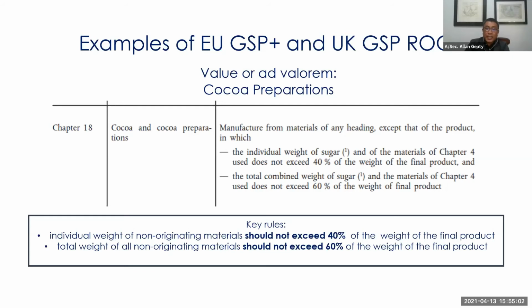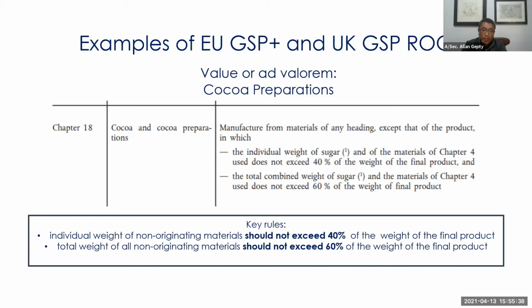And you will note that in the third column, which is the applicable rule, for example, on cocoa and cocoa preparation, for it to enjoy preferential arrangement, it has to be manufactured from materials of any heading except that the individual weight of sugar and/or materials of Chapter 4 used does not exceed 40%. And that the total combined weight of non-originating material should not exceed 60%. So in other words, these are the two requirements that you have to hurdle.